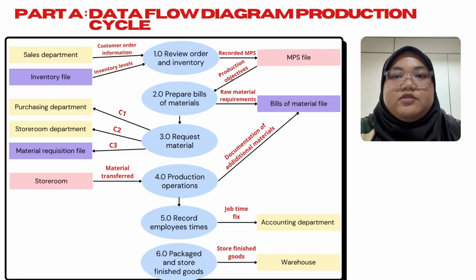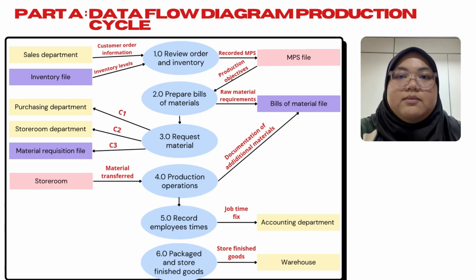Next, I will explain process 5.0 and process 6.0 in the data flow diagram for AISHA Textile Sdn Bhd production cycle. Process 5.0 focuses on recording employees' working hours during the production process. The input for this process is the labor hours worked by production employees. The company records the time spent on each production job using a job time ticket.